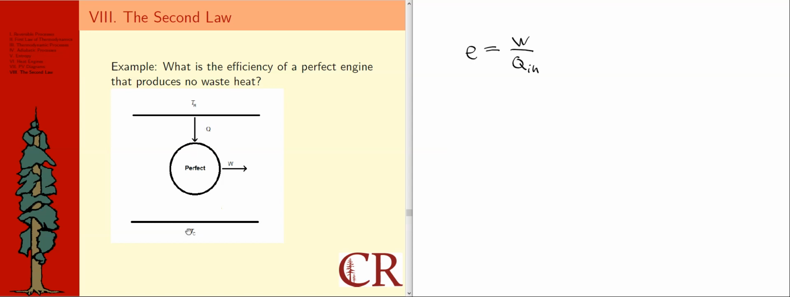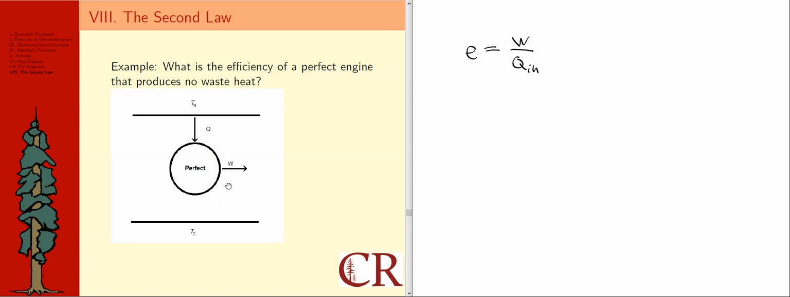And if there is no waste heat, as is shown for this perfect engine, that means Q would have to be equal to W. There's no other place for energy to go. And in our models, we're kind of making a tacit assumption that the perfect engine is not going to store any of that energy. What goes in must go out somewhere.